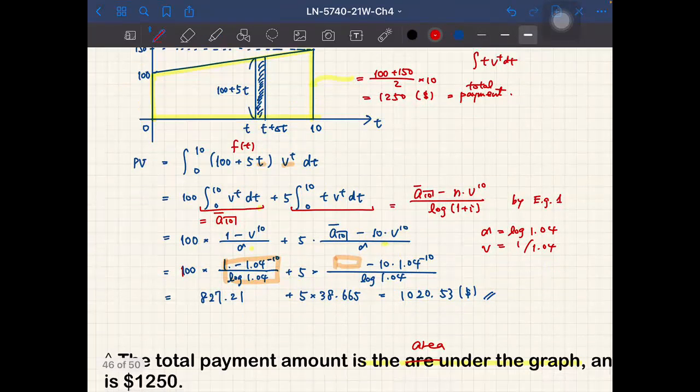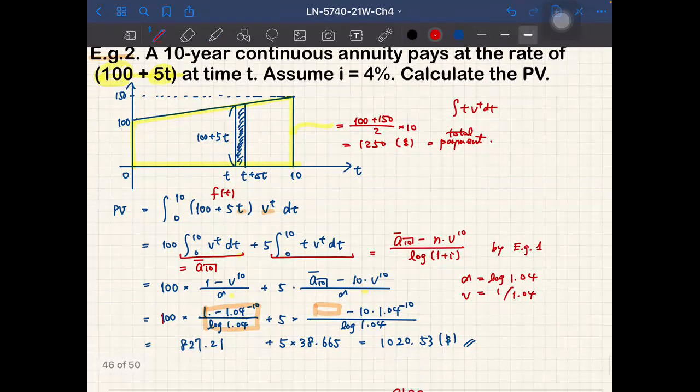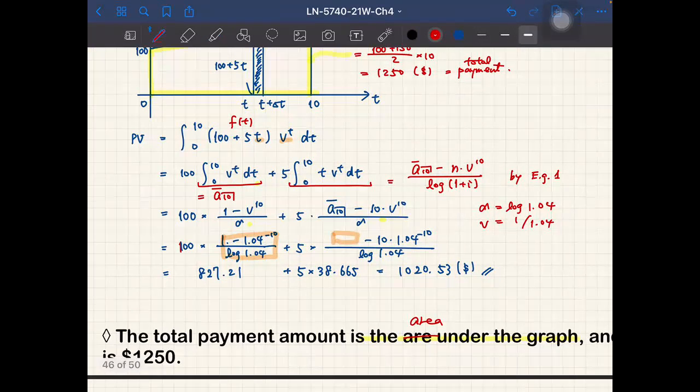But the present value should have some discount, and the interest rate is 4%. So actually it's smaller, $1,020.53.